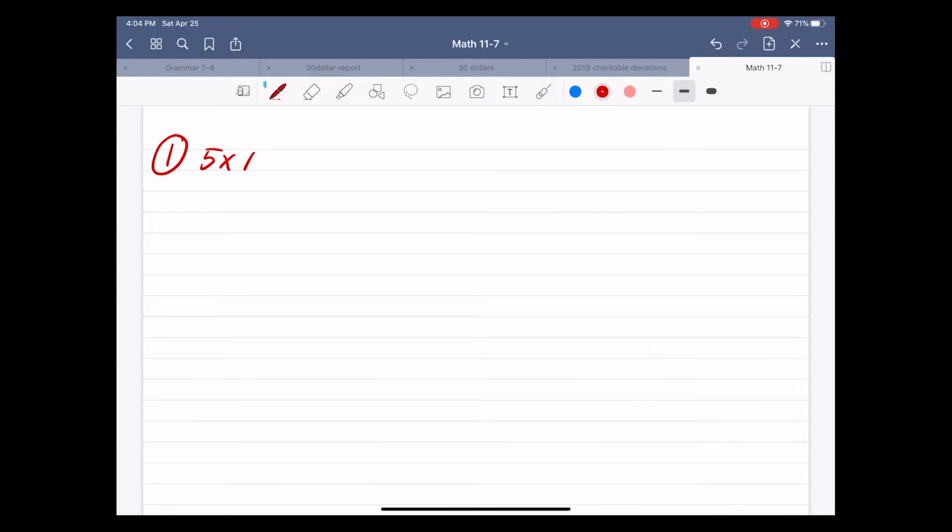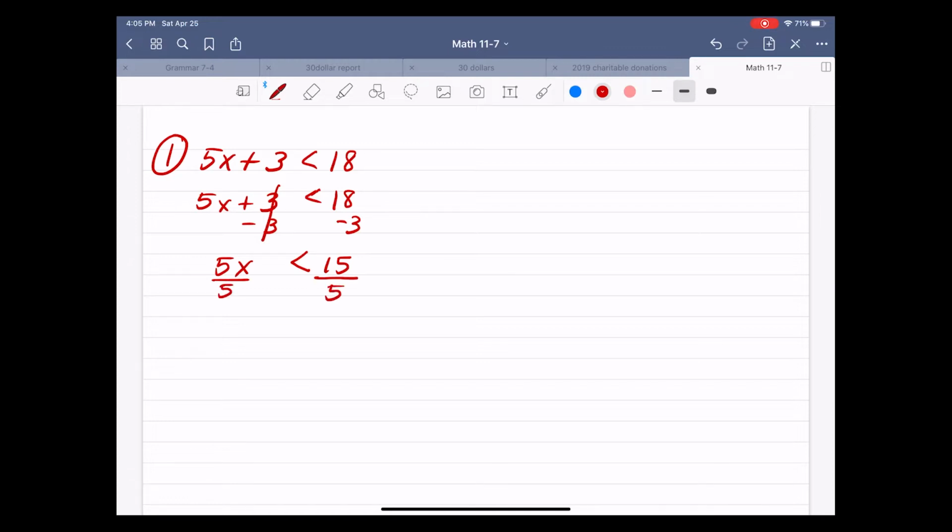5x plus 3 is less than 18. I'm going to rewrite the problem. 5x plus 3 is less than 18, and I want to isolate the variable. So I want to get the 5x alone on the left side of the less than sign. So I've got to get rid of the plus 3. I'm going to subtract 3. If I subtract it from the left, I've got to subtract it from the right. I'm left with 5x is less than 15.